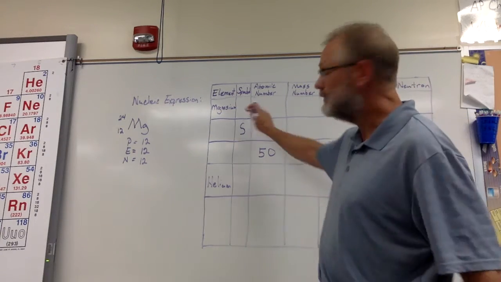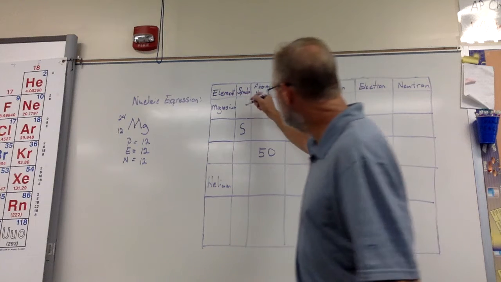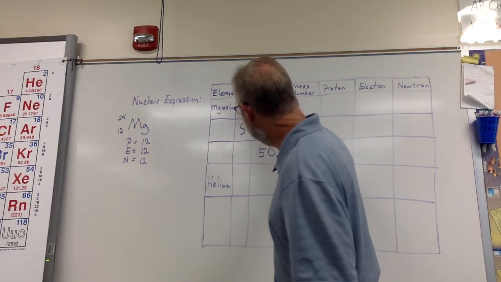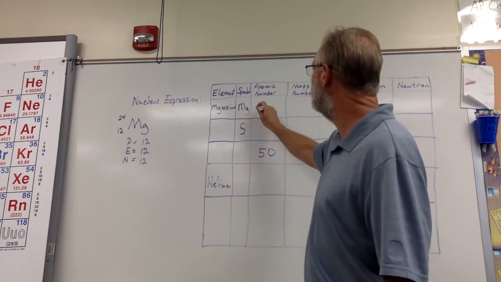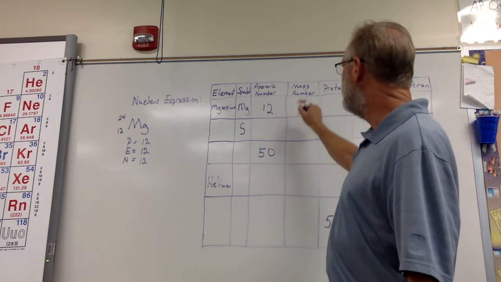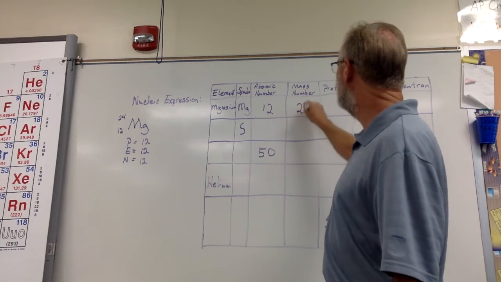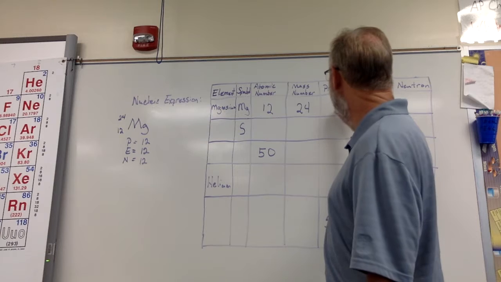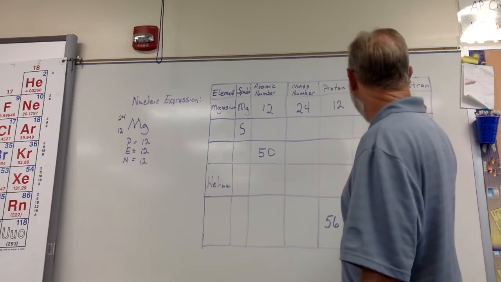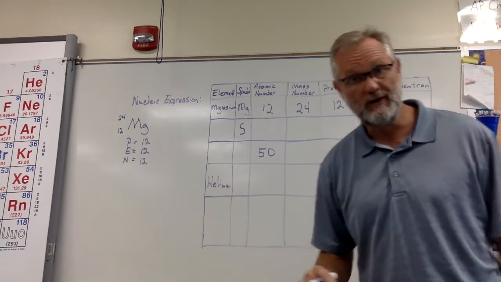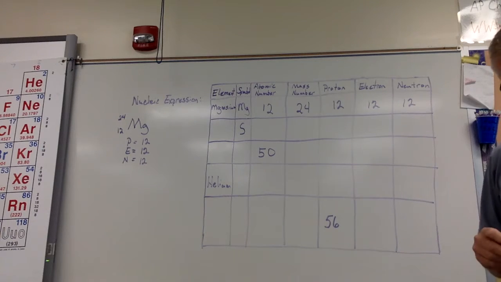So now what I can do is come across and fill this chart in. I have Mg for magnesium. Atomic number is 12. The mass number is 24. Number of protons is 12. Electrons is 12. And neutrons is 12. So I just completed the first one.